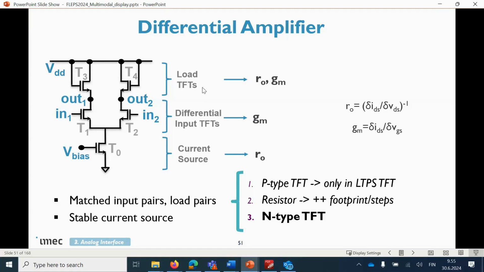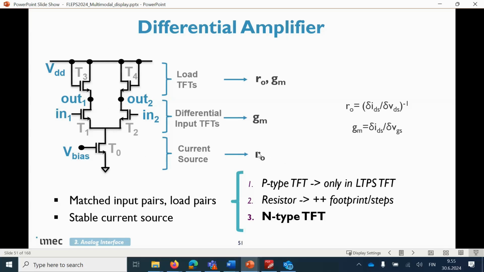So, for example, what we call load transistors are T3 and T4. What we call the input transistors, T1 and T2. We apply the inputs here, usually an input and a reference. And then we have the current source, which is T0, where you use this to have a constant current and to bias the whole amplifier.